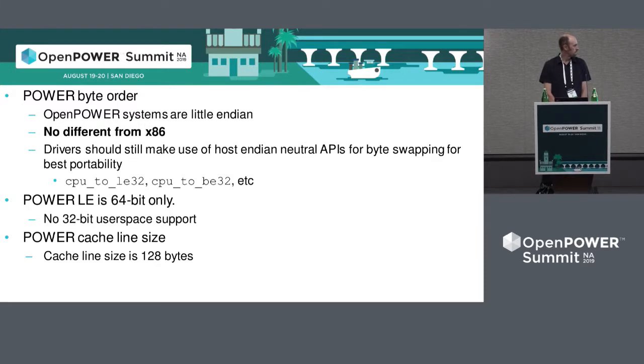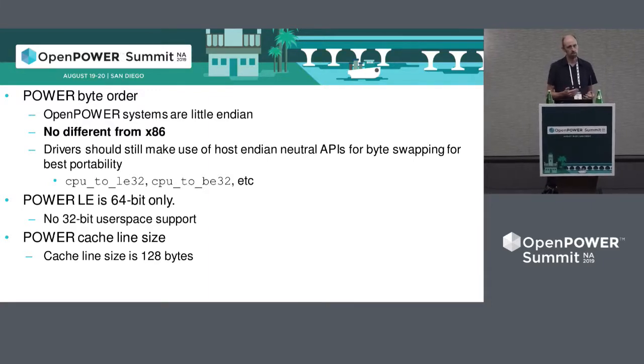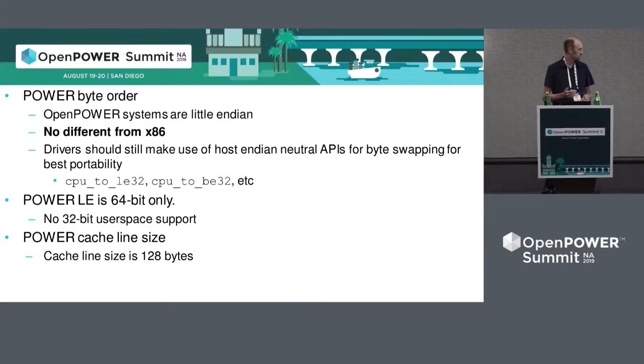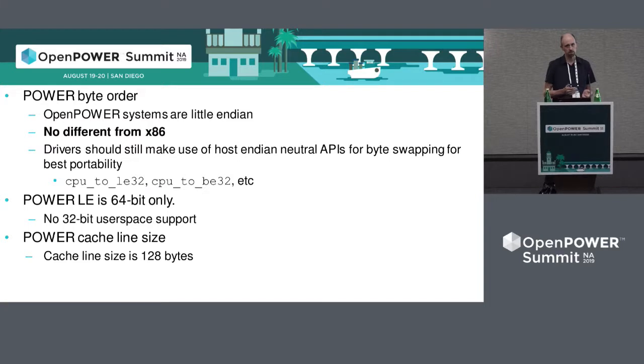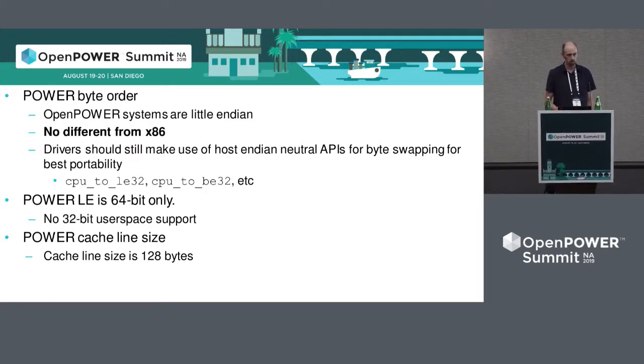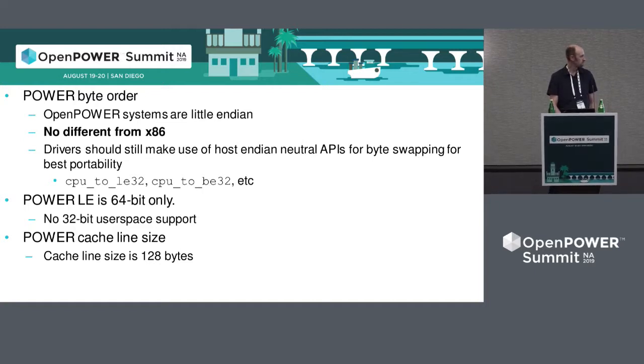And then the last item is just cache line size. We have a 128-byte cache line size on Power. If you're doing micro optimizations of performance, that's helpful to know. We do have cache inject on P9, so doing smaller than cache line size DMAs isn't as painful as it used to be, but the 128-byte DMAs are going to give you the best performance.